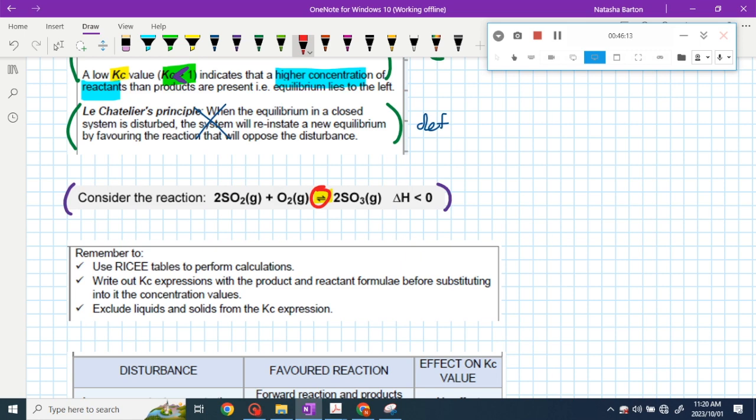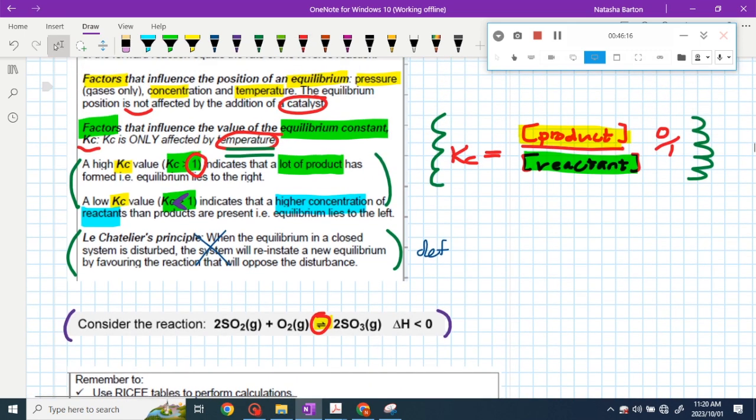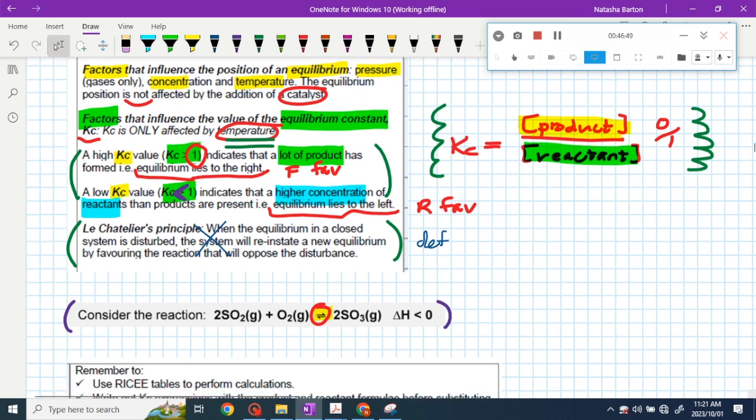Words that you must refrain from using, even though they are in my summary sheet, are "equilibrium lies to the right" or "equilibrium lies to the left." In the past few exams, they have not accepted it. You must instead say the forward reaction is favored, or the reverse reaction is favored. They do not accept "equilibrium lies to the left or right," which is how it's normally explained in textbooks.